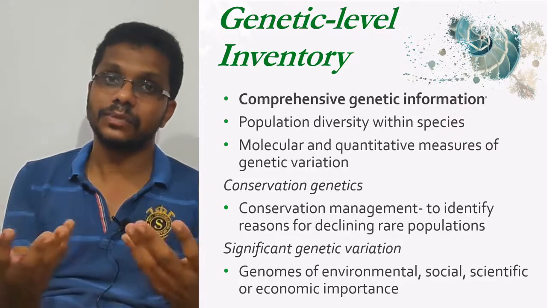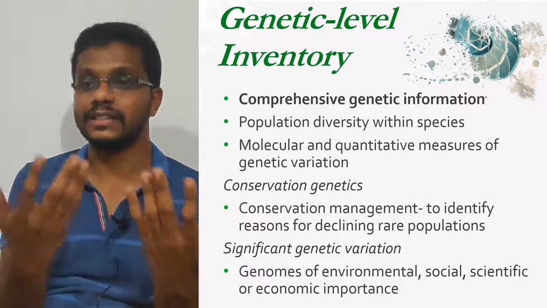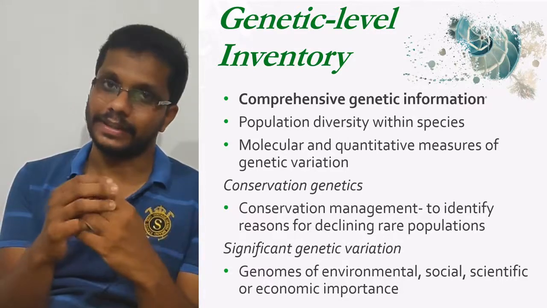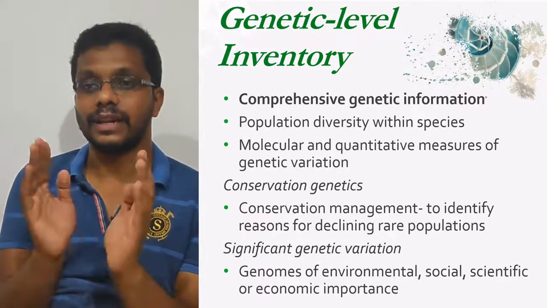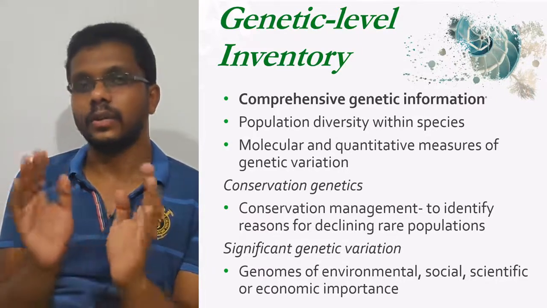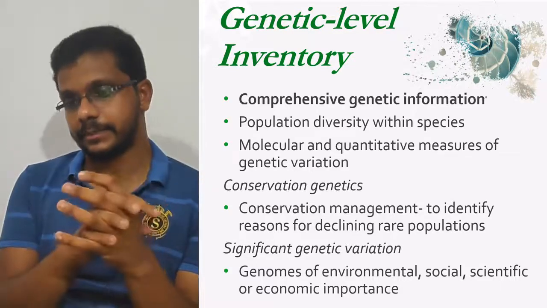Once we know the reasons for that decline, then only we can find ways to conserve or manage its population. So one of the main aims for genetic level inventory is conservation. And it is done only for species which are under the endangered or threatened category.